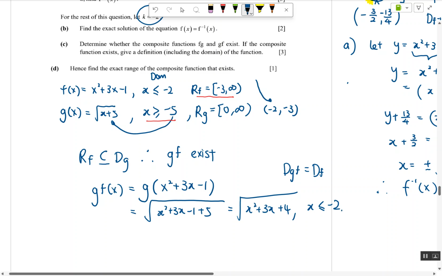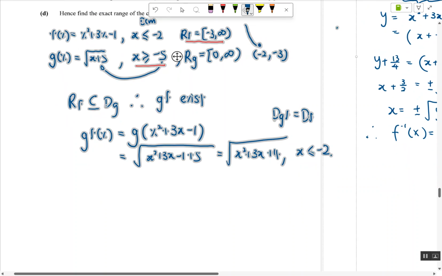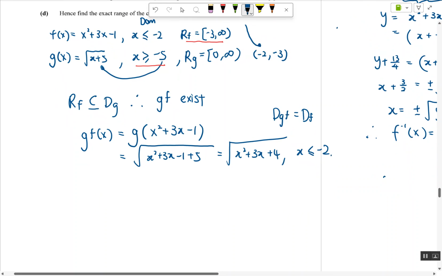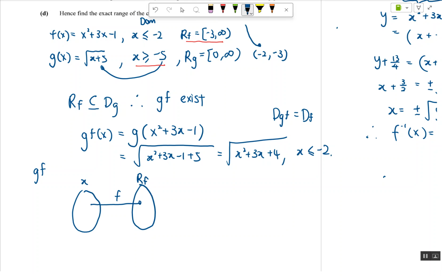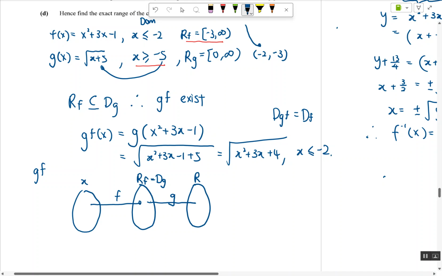Again, why is it that for the composite function to exist it is this way? It boils back down to the tree circle. This is my x. Let's say I'm talking about gf. I will undergo f first. After I undergo f, I will get the range of f, which is the y value. Now, to do gf, we do f first, and then we want to do g. The y value of f becomes the domain of g, such that it undergoes g to get the new range of gf.